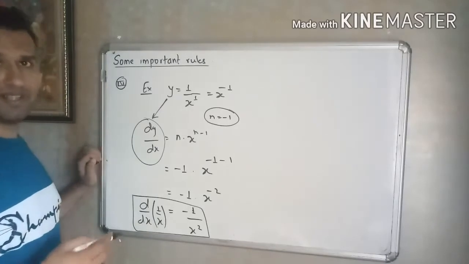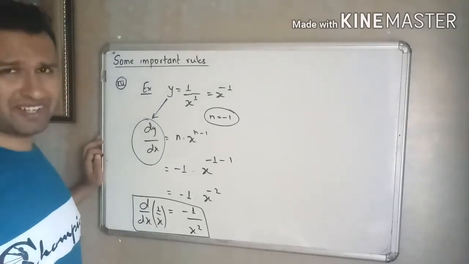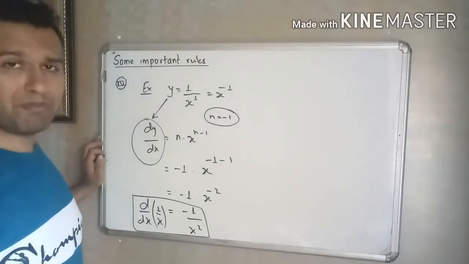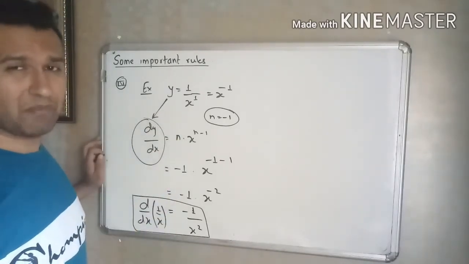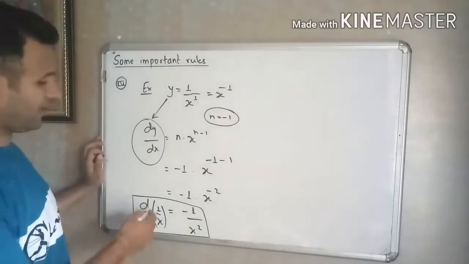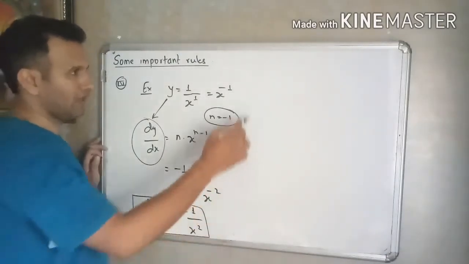And this is very useful in physics. बहुत सारे derivations में काम आता है. So you can just memorize it, or you can just understand the steps. Better is to understand the steps, right? So 1 by x का क्या होता है? -1 by x square. That's all.